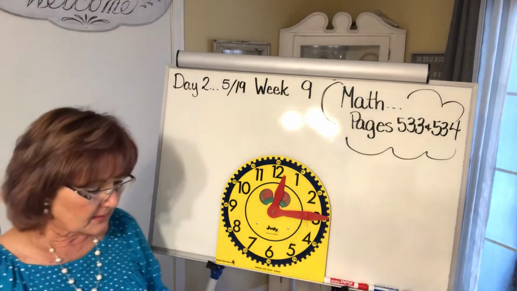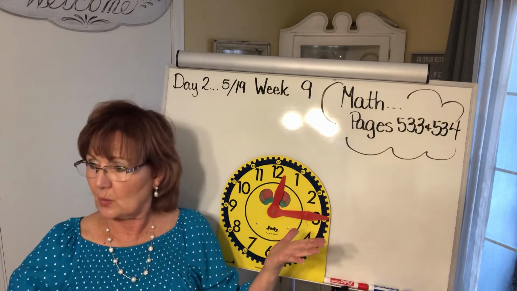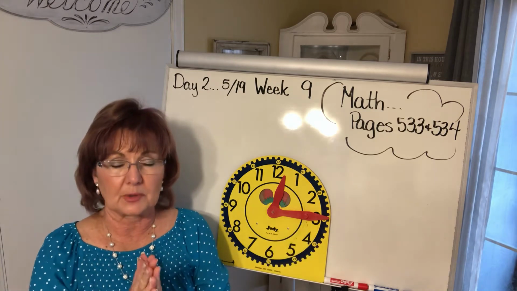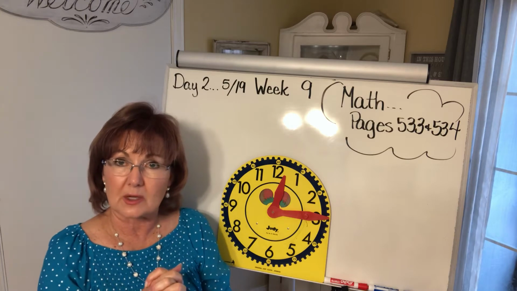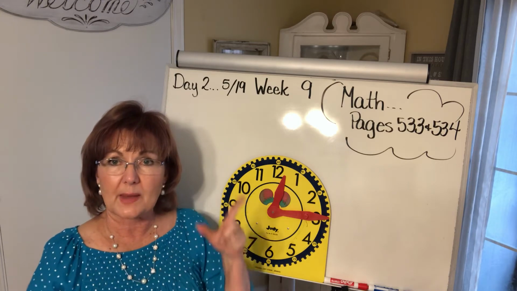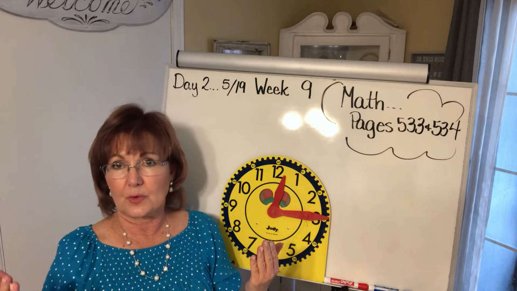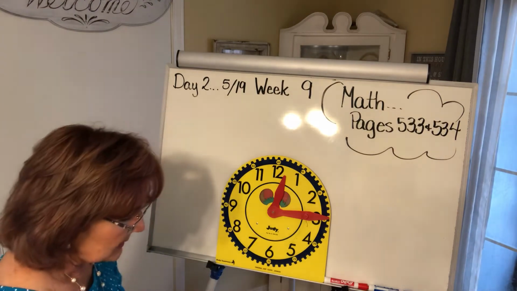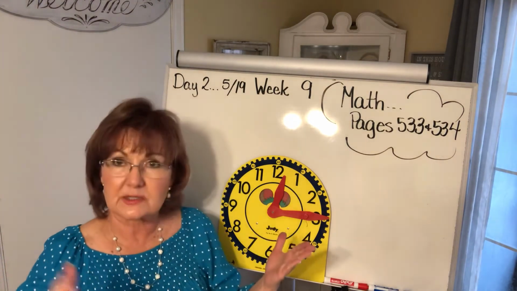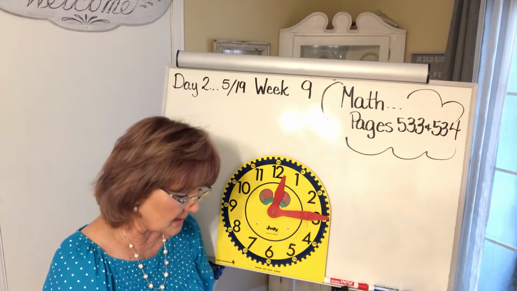Elapsed time. What that means is how much time is in between one event happening and another. For example, if I leave the house at 3 o'clock to go walk my dogs and I return at 4, how much time has elapsed or gone by from 3 to 4? 1 hour, right? So that's what we're looking at. From start to finish is how much time has gone by.